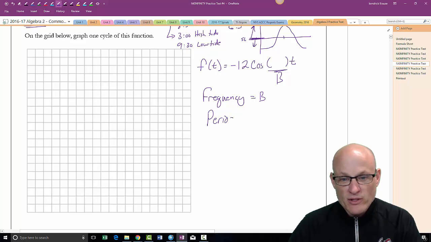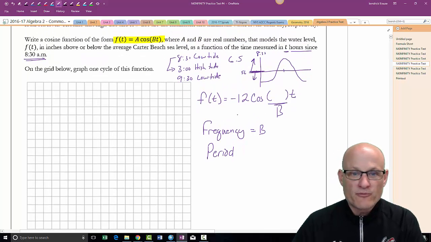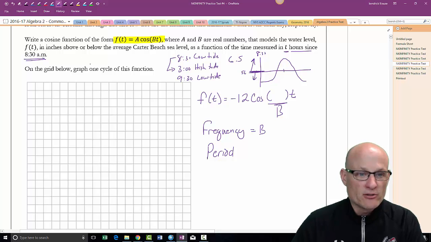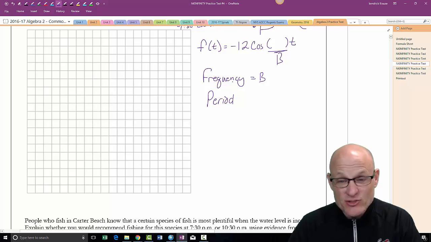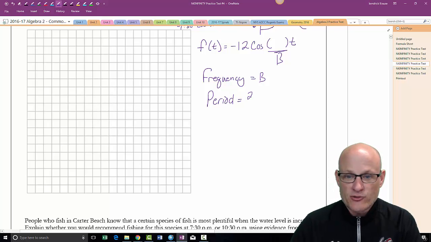Remember, period, which is what they're asking for, right? Didn't they want us to graph one full period? One full cycle, right? We're going to graph one full cycle. So period is the time it takes to finish one full cycle, and that formula is 2 pi over b.